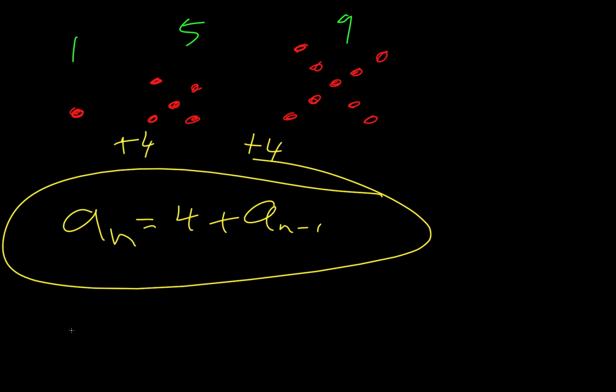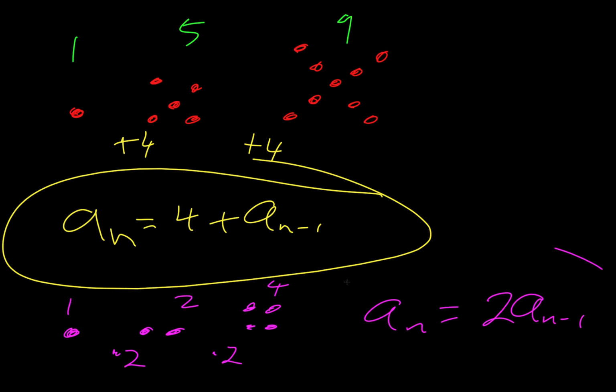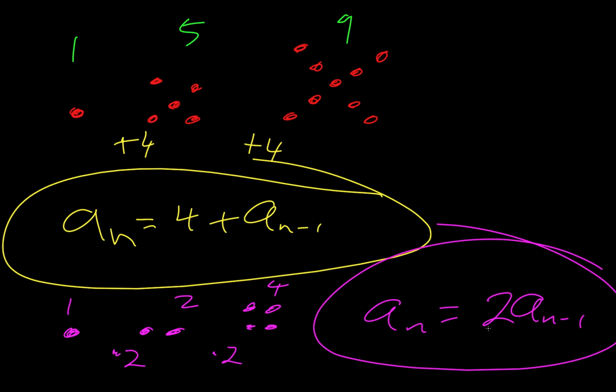Okay, we had another problem. I think it was this. So we had 1, 2, 4. That situation is multiplying by 2 each time. And so we just say a of n equals 2 times a of n minus 1, because each time we have to multiply the previous term by 2. Okay?